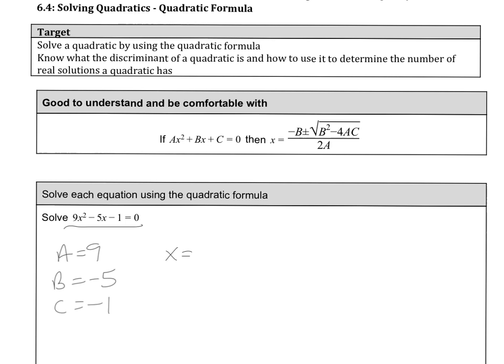So x is going to equal the opposite of b, so that's +5, plus or minus the square root. I'm going to square this in my head. That's 25. Don't use your calculator for that. Most people do it wrong on their calculator. Minus 4 times a times c, all over 2 times a.